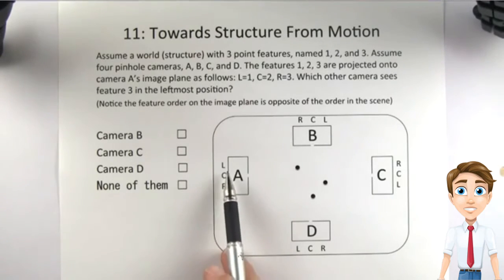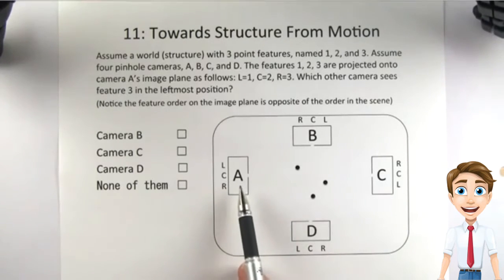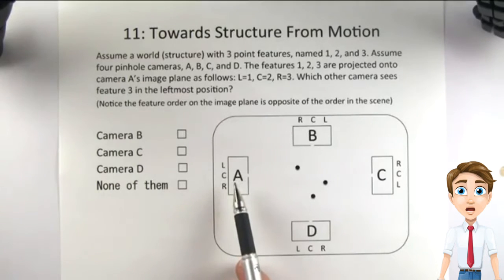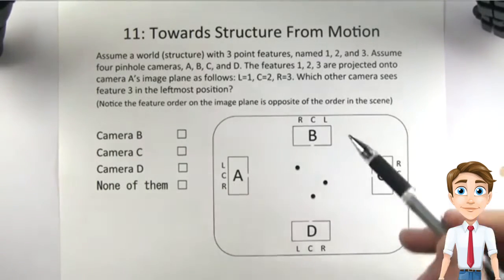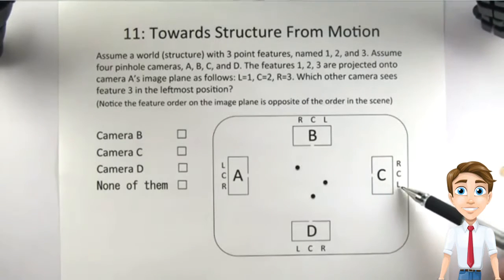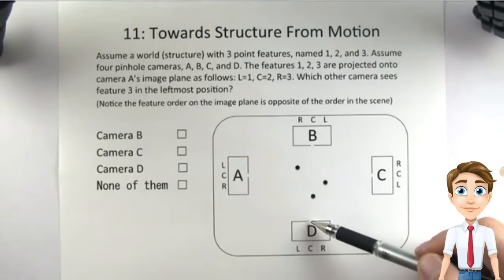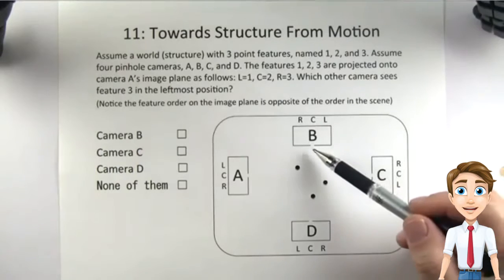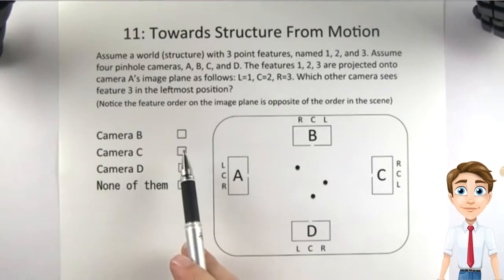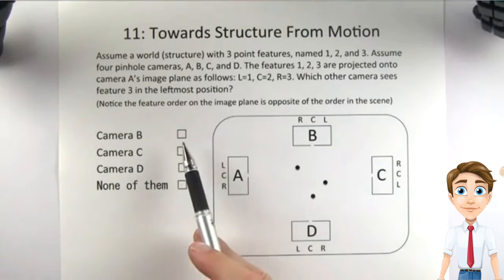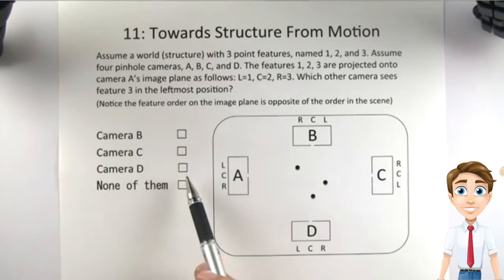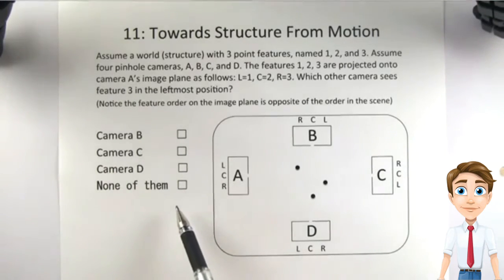So camera A sees on the left position feature 1, on the center position feature 2, on the right position feature 3. I would like to know for which of the other cameras is it the case that feature 3 will appear in the leftmost position. So the leftmost position is L over here, L over here, L over here, assuming the optical centers shown over here. Please check any or all of the following: camera B, camera C, camera D, or none of them.